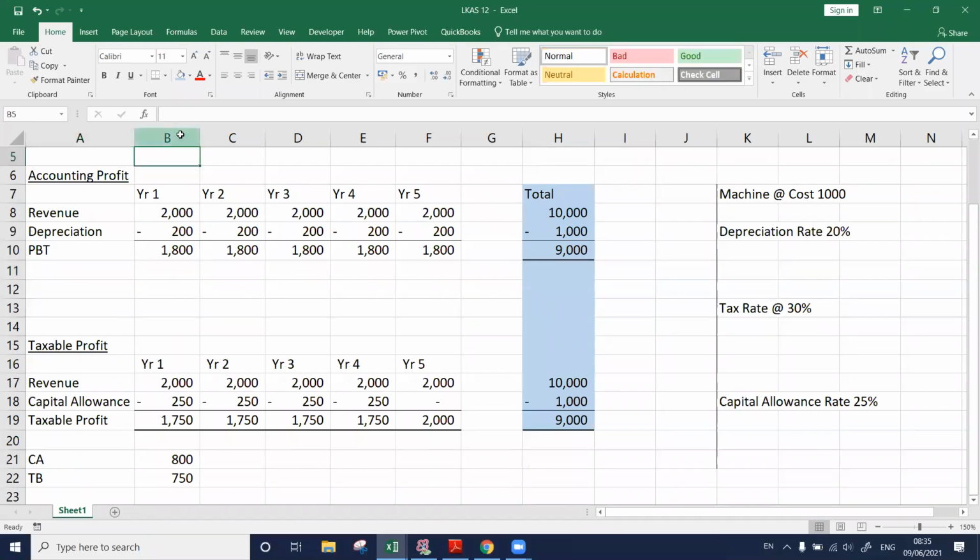If we are considering these figures, we are in year 1. Now we need to calculate the tax expense for the period of year 1. And we have given the tax rate is 30%. Based on what we need to calculate this tax expense?